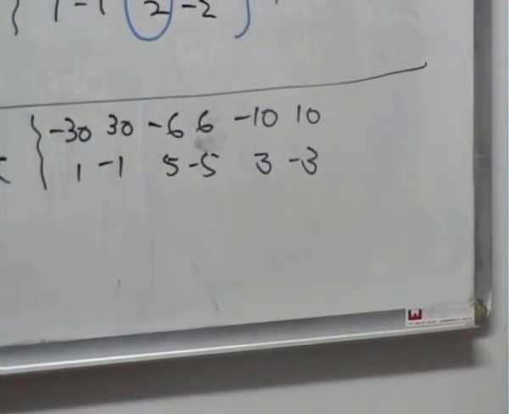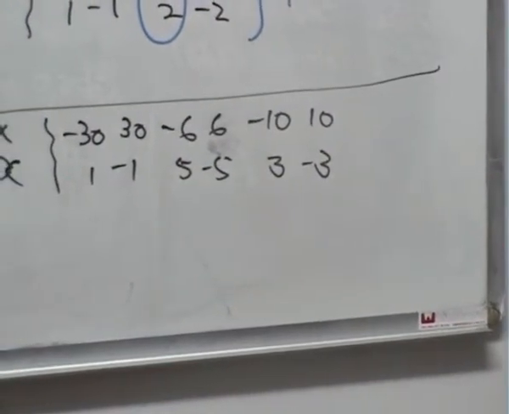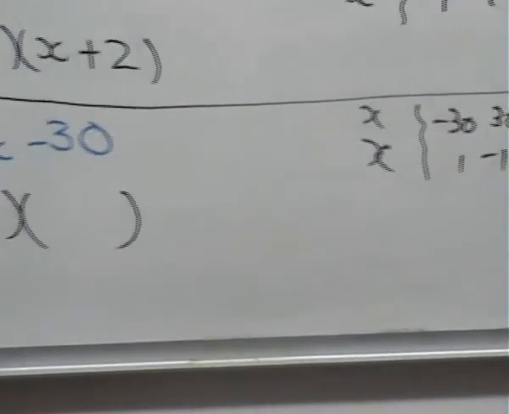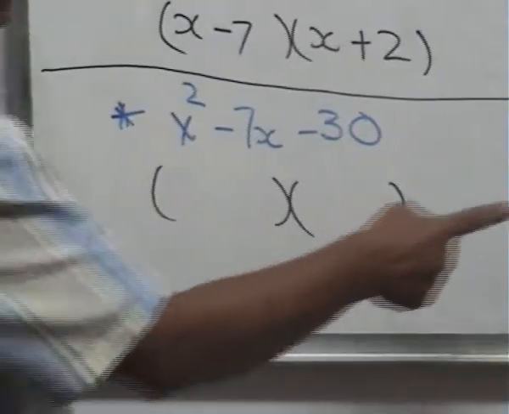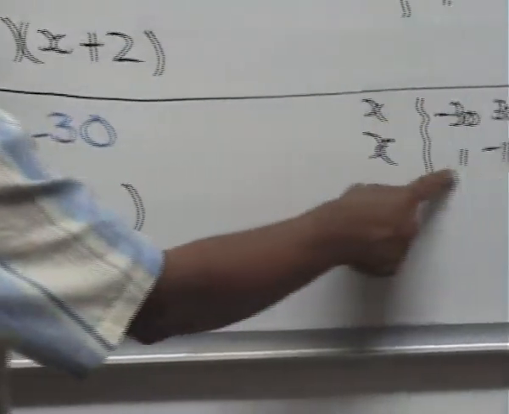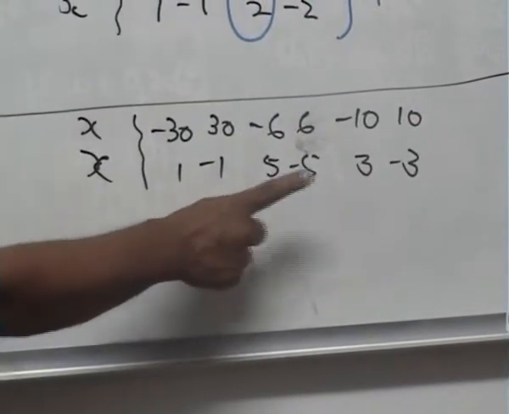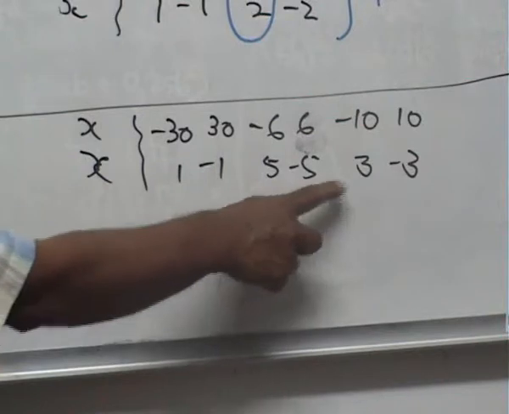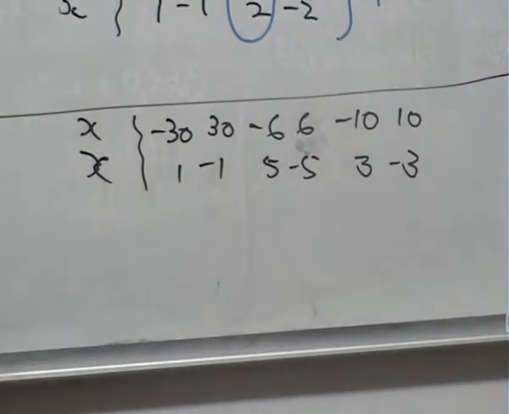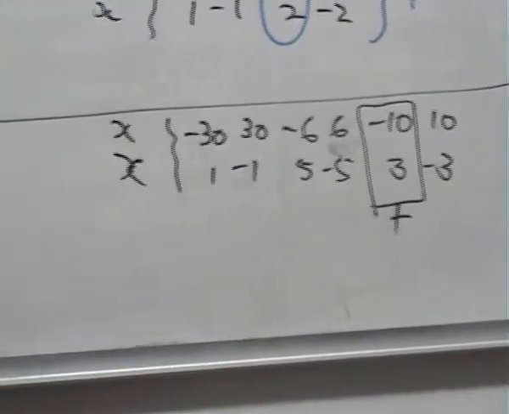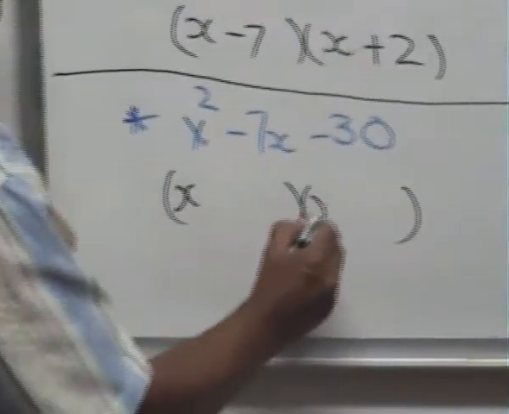Again, I ask the question, which two, when added, will give me minus 7? If I add these two, I'll get minus 29. If I add these two, I'll get plus 29. If I add this, I'll get minus 1. If I add that, I'll get plus 1. If I add that, I get minus 7. Yes, that's what I'm looking for. So if I add these two, I get minus 7. So there's your x and there's your x.